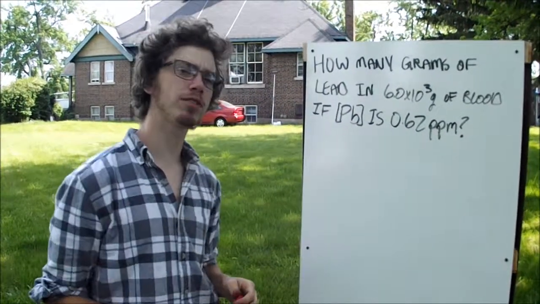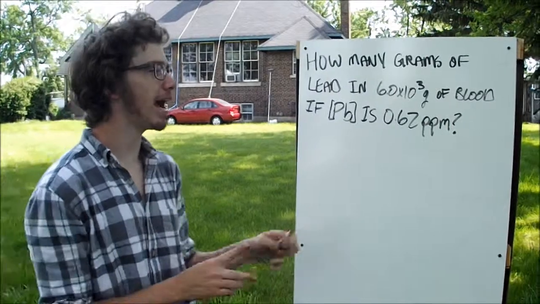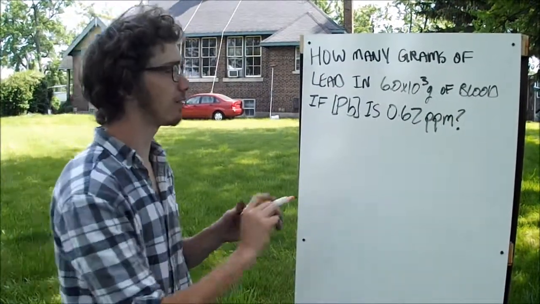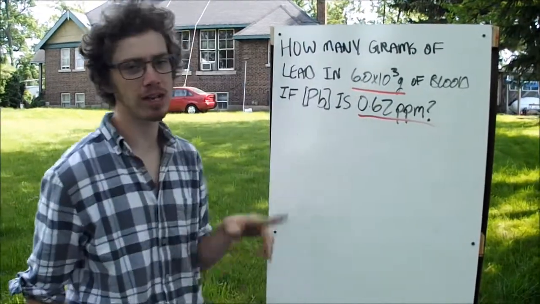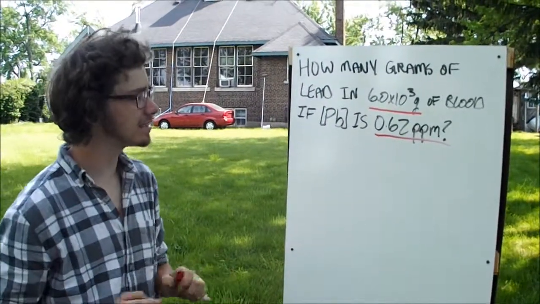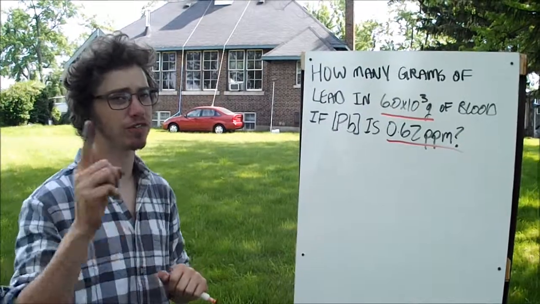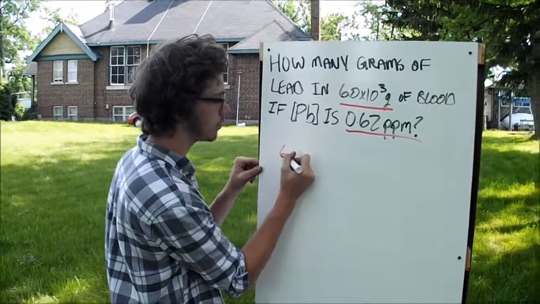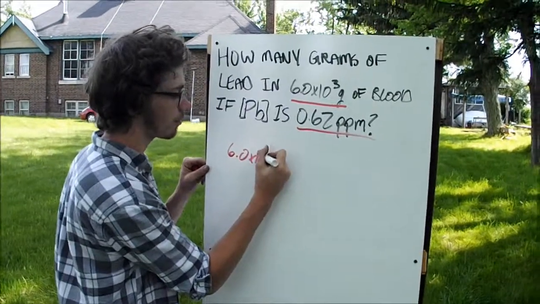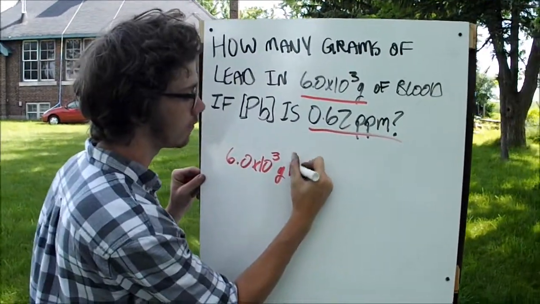Okay, so we want to begin with our extensive property. And we have mass and we have concentration. I don't want to say mass, that's extensive. What we have here is an intensive property, a concentration. And we'll see that intensive properties are actually conversion factors in themselves. So begin with your extensive property: 6.0 times 10 to the 3 grams of blood.